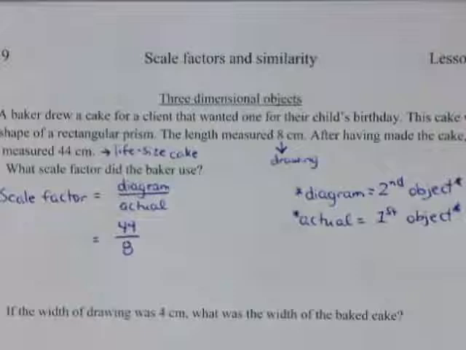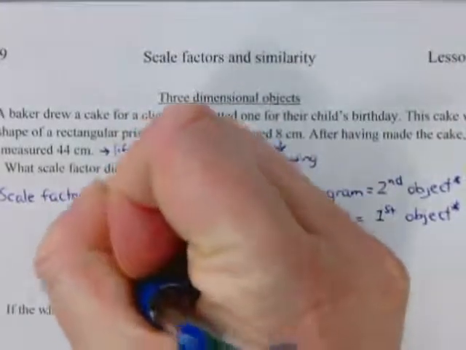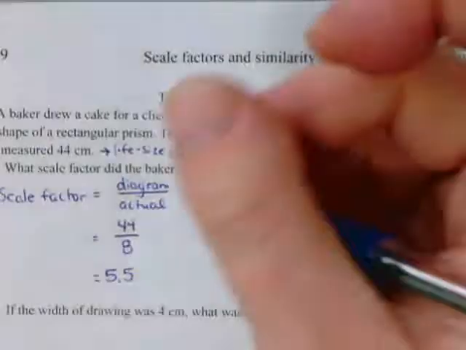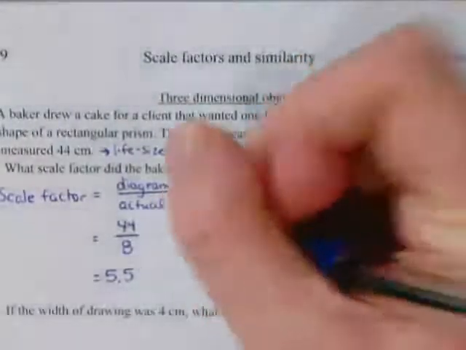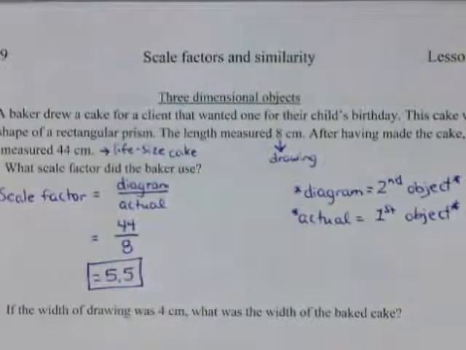Now, we want to simplify that, and in a scale, you can have a decimal. So at this point, your scale factor would be equal to 5.5. Keeping in mind, a scale factor does not have any units at all. So your 5.5 was the scale factor that was used. That means that the cake the baker made after drawing it was 5.5 times bigger than what he originally drew on that piece of paper.